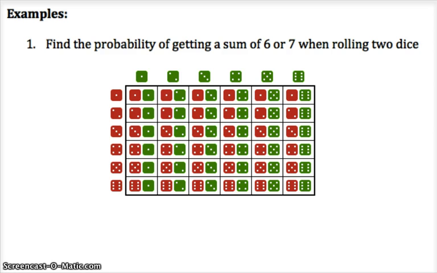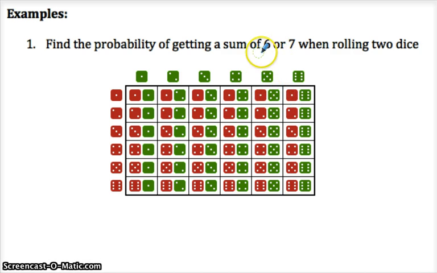All right, back to the dice. Find the probability of getting a 6 or 7 when rolling 2 dice. Okay, or, so we have to ask ourselves, can we add those? Do we have to worry about mutual exclusivity? Well, is it possible to roll a 6 and a 7 at the same time? No. So we can just simply add them.